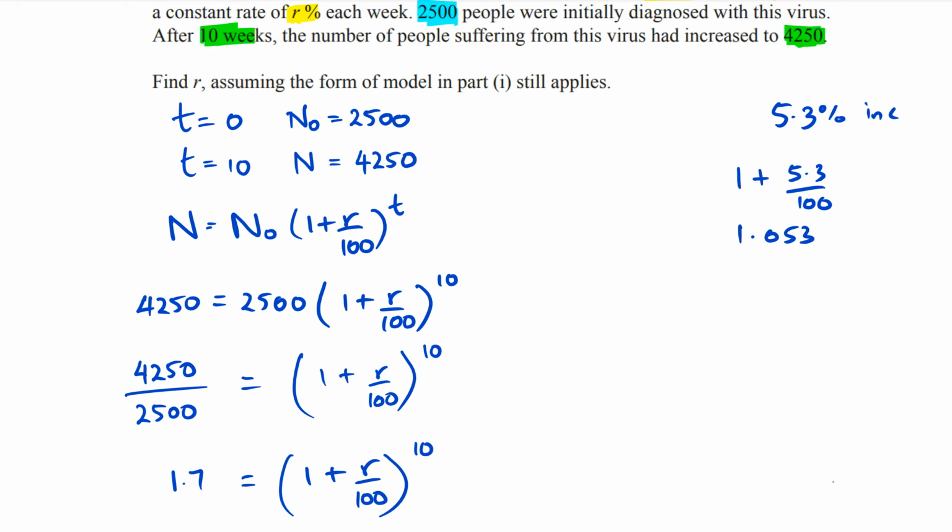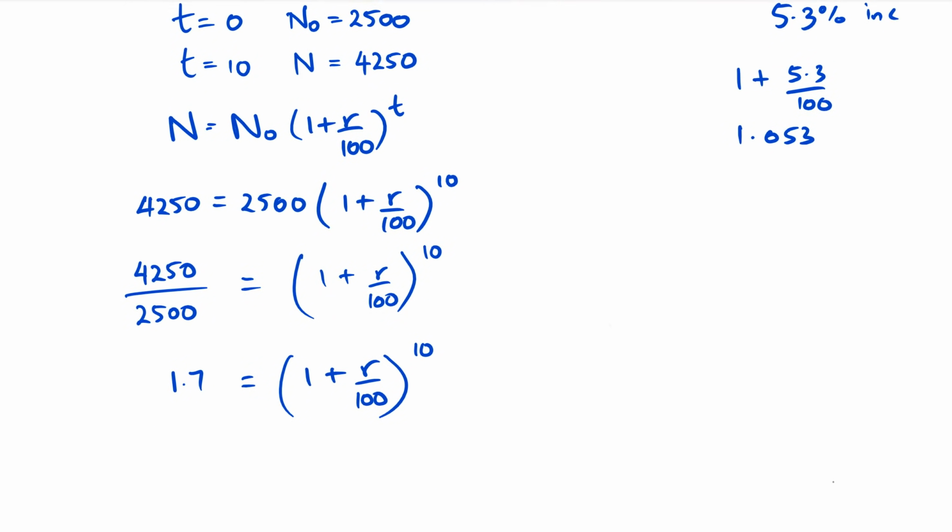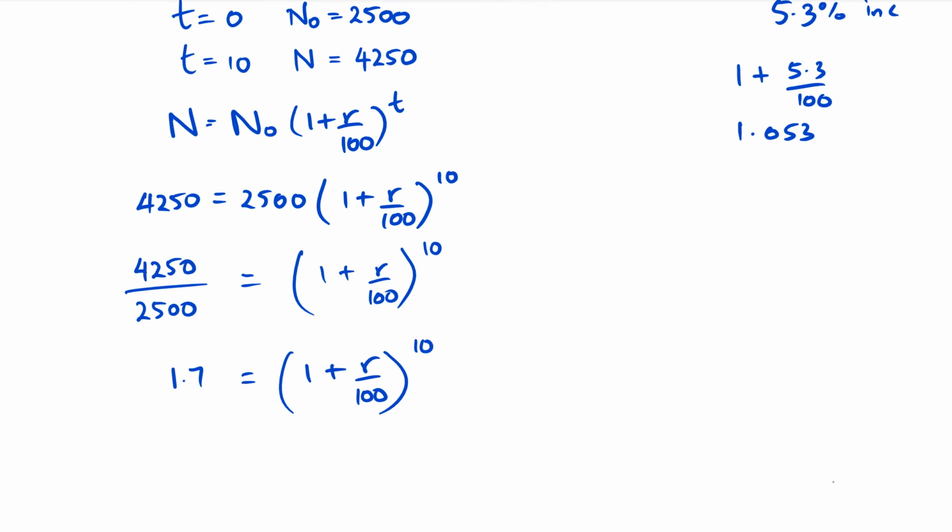Now remember, if I want to get rid of the power of 10, I just need to multiply the powers by 1 over 10. Because if I multiply the power by 1 over 10 here, then it becomes 1. And remember that 1.7 has a power of 1, and I'm going to multiply it by 1 over 10 as well. So I'm going to get 1.7 to the power of 1 over 10 is equal to 1 plus r over 100.